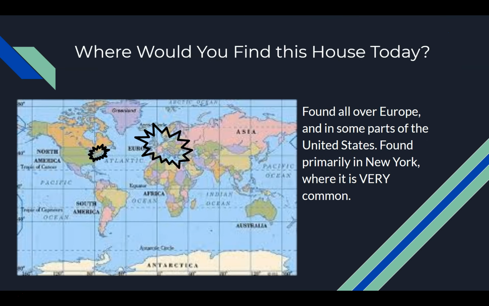Where would you find this house today? You'd find it all over Europe, basically, and in some parts of the United States, such as in New York. It is super, super common. In New York, you can drive around. I've been to New York, and I actually didn't know back then that this was a brownstone, but I saw them everywhere. I guess since New York is super populated and everyone has to live really close together, it's a good style of house over there, since it's close together and you actually get quite a bit of room since they're so tall.